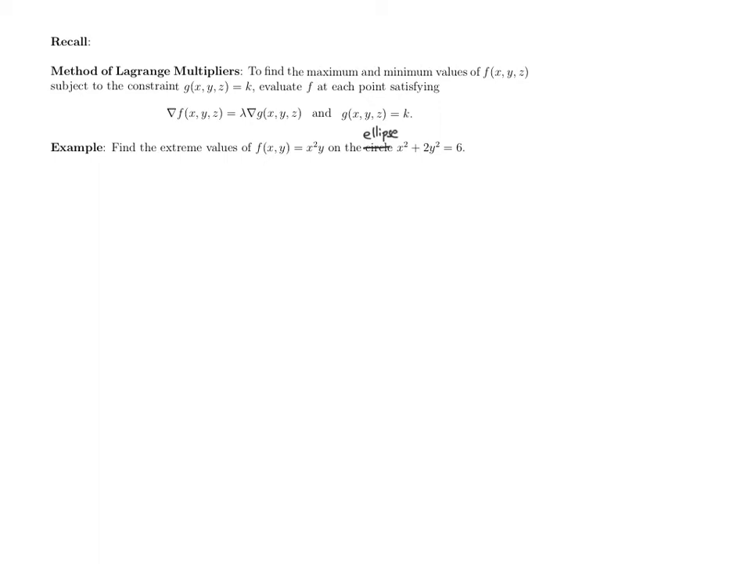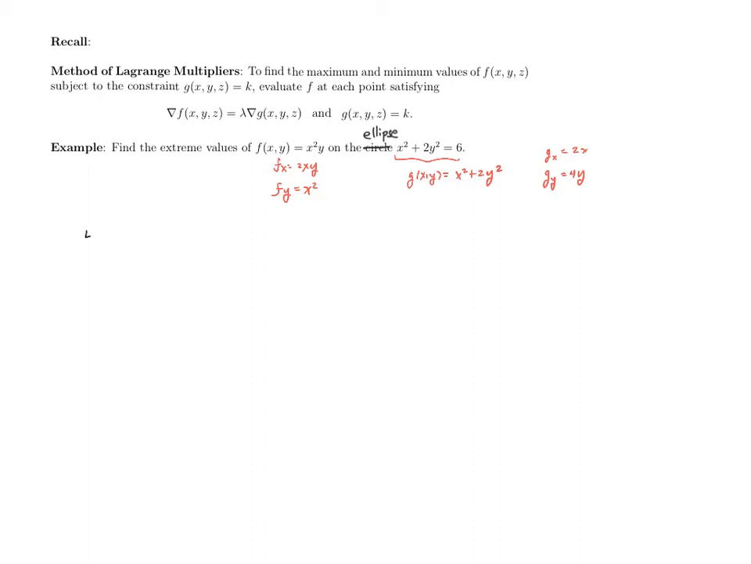So the given problem asks us to find the extreme values, i.e. absolute maximums and minimums, of a function of two variables subject to the constraint x squared plus 2y squared equals 6. So once again, this is an ideal scenario for us to use Lagrange multipliers. Our constraint function, coming from the ellipse equation, is x squared plus 2y squared. And just note a couple quick partials. g sub x is 2x, g sub y is 4y, f sub x is 2xy, and lastly f sub y is x squared.